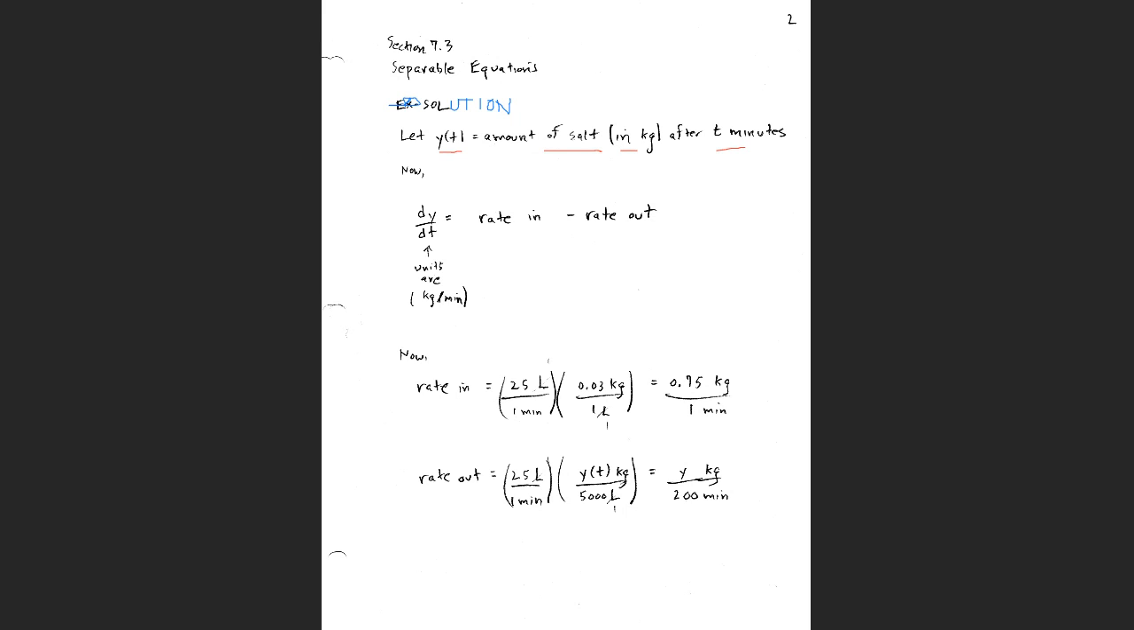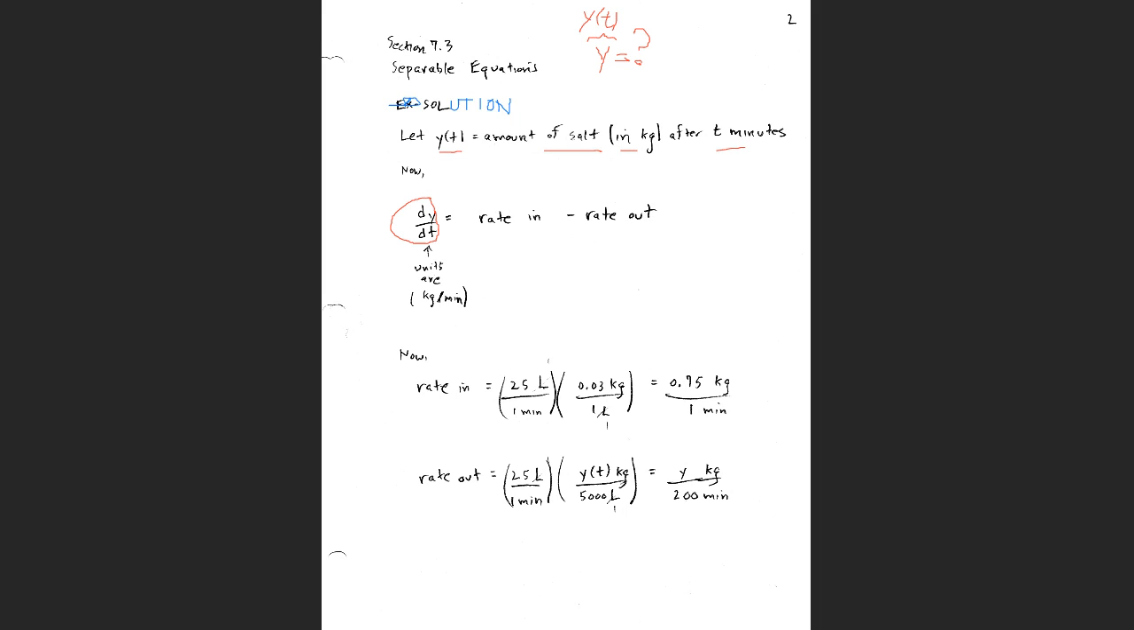So the amount of salt after t minutes is equal to y. The question was asked, how much salt remains in the tank after half an hour? Well, that means we have to figure out what y equals. And when I say y, of course, I mean y of t, right? What is the solution to that? Well, first, we have to come up with a differential equation, dy/dt.